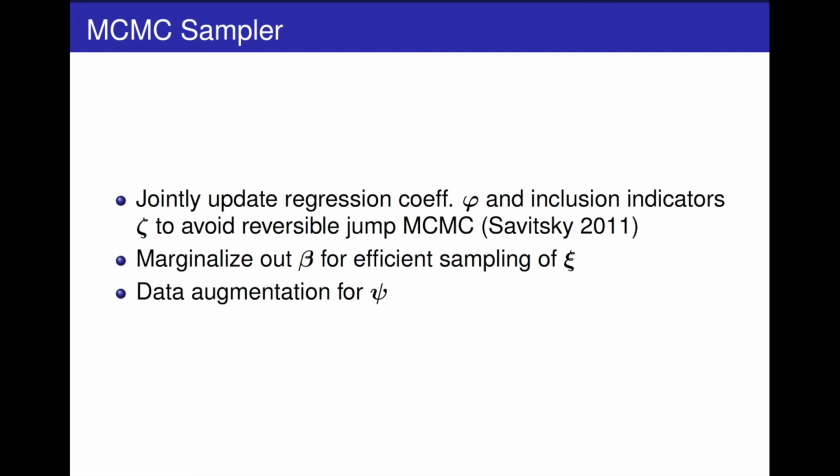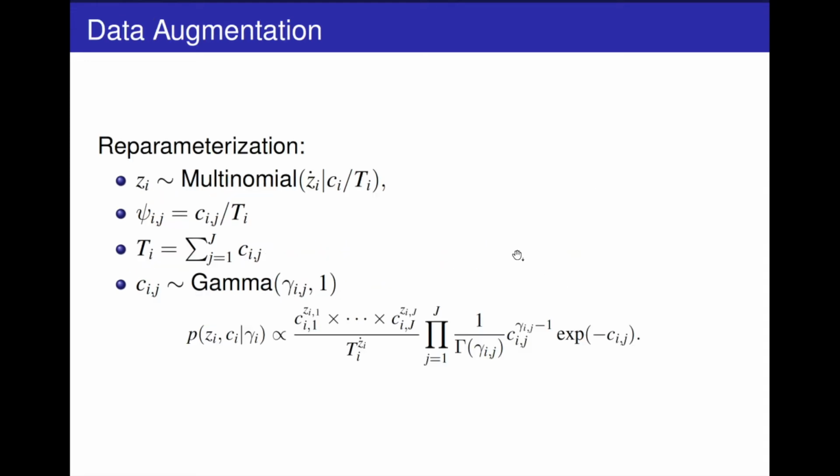We apply a data augmentation technique for psi, which was motivated by techniques used in the Bayesian nonparametric literature. As mentioned previously, this greatly reduces the computational demand of the model. In the next couple of slides, I will walk you through the data augmentation technique, which first reparameterizes the taxa proportion psi using the well-known relation between the gamma and Dirichlet distributions.